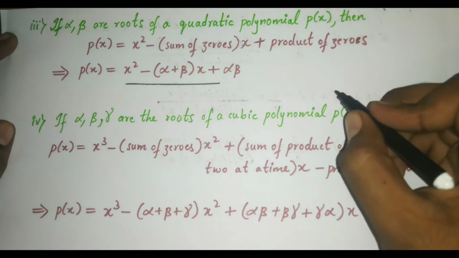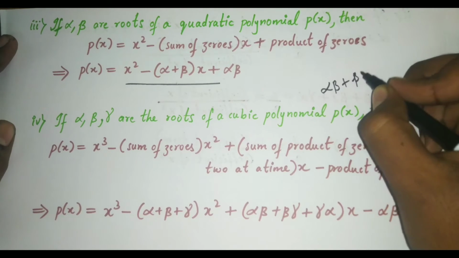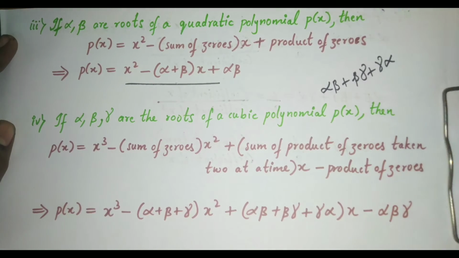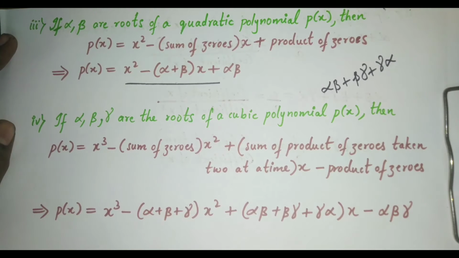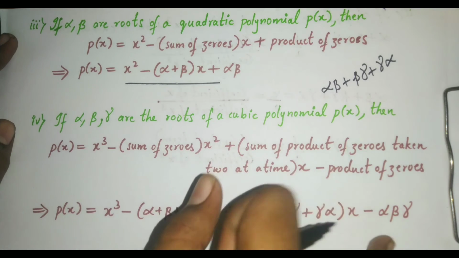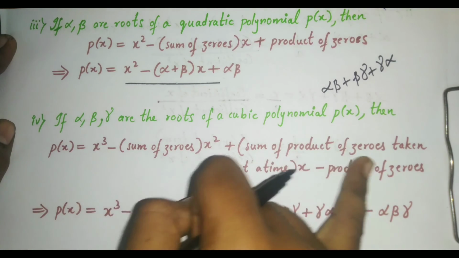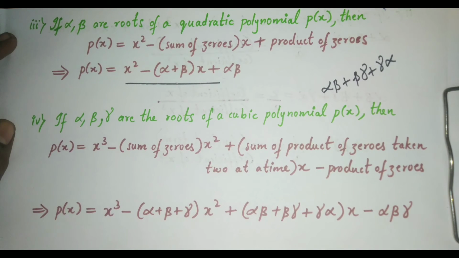That you had already studied, right? Alpha beta plus beta gamma plus gamma alpha and all. Fine. This you have studied. That is basically the sum of the product of zeros taken 2 at a time. Fine. So into x minus the product of zeros, that is alpha beta gamma, that they have given here. P of x is nothing but x cube minus alpha plus beta plus gamma into x square plus alpha beta plus beta gamma plus gamma alpha into x minus alpha beta gamma. This is the sum of zeros, product of zeros, and this is the sum of product of zeros taken two at a time. So basically this is a formula you have to remember, and if sum of zeros, product of zeros all are given, then you have to apply this formula to find the cubic polynomial, and the earlier formula to find the quadratic polynomial. So this thing you have to remember.